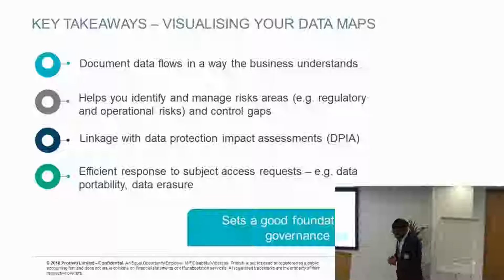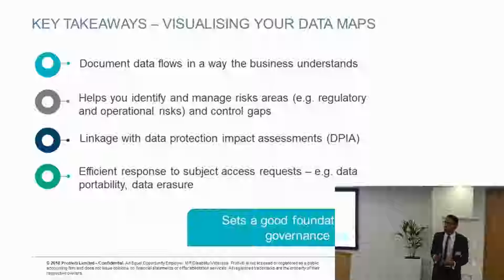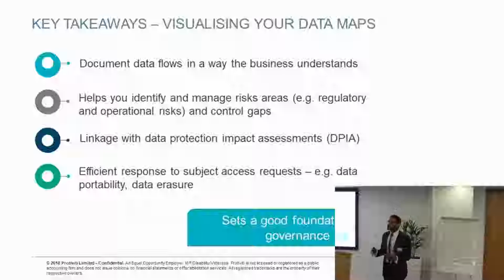In summary, one of the things you can get from doing a data map is that you can visualize your business personal data lifecycle in a much more effective way that the business can understand. You're putting a collection of systems, processes, and vendors in a much more structured way than the ROP might be able to do.